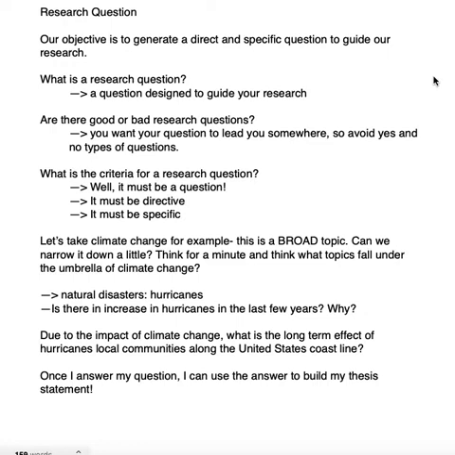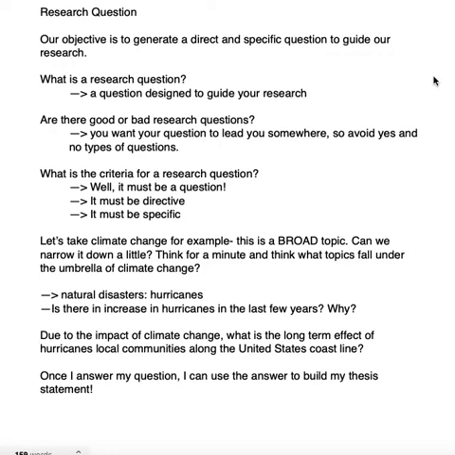So what exactly is a research question? A research question is a question that is designed to guide your research. This means that the question will help determine what you're looking for in your paper. Are there good or bad research questions? Yes, definitely. You want your question to lead you somewhere, so you want to avoid yes and no types of questions. It has to have direction.